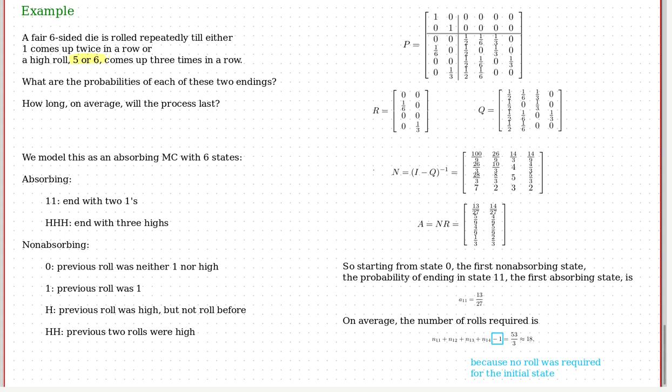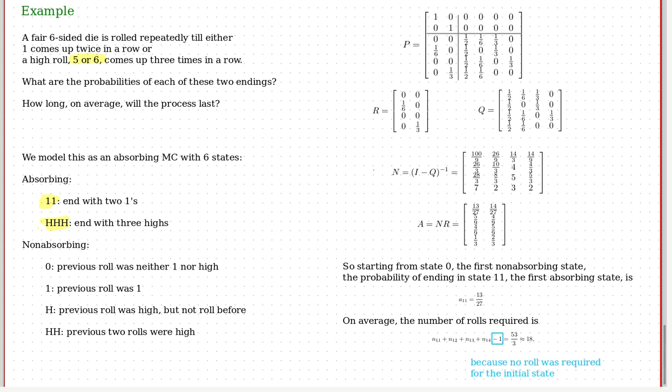Okay, so we model this as an absorbing Markov chain with 6 states. Now, pretty obviously, the 2 absorbing states are the 2 states where you end the process, right? So I'll denote one as 1,1, where you end up with 2 1s in a row, and the other state where the process ends is HHH, where you end up with 3 highs in a row. So those are going to be the 2 absorbing states. If you reach either one of them, then we model the end of the game by saying that you always return to those states in the future.